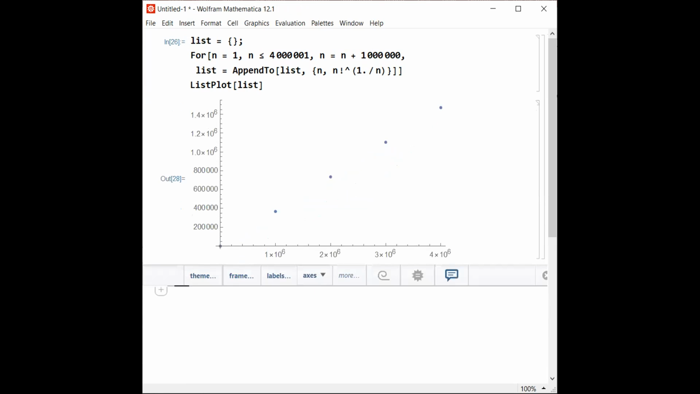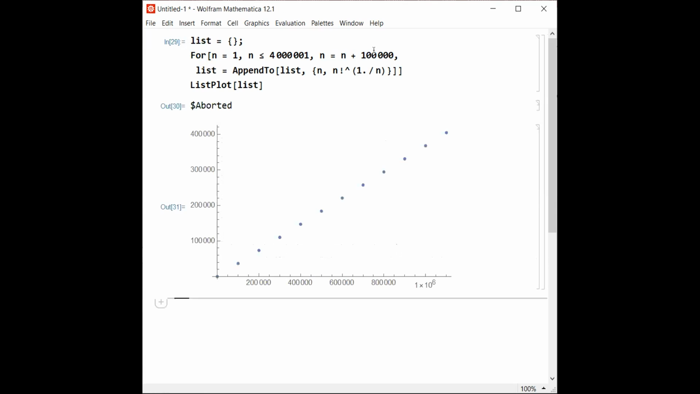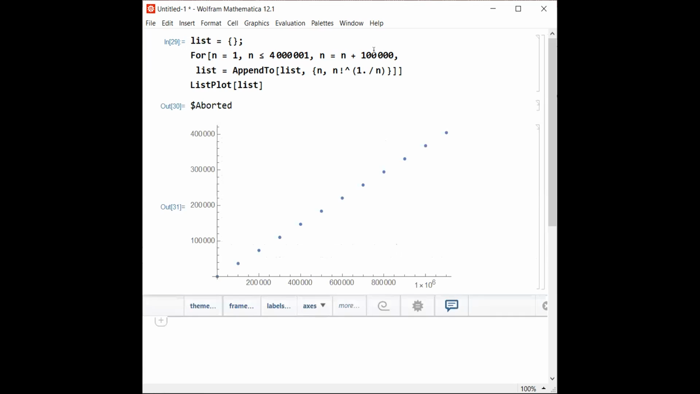What is the cache mode? Oh, that was on the previous one when I aborted the calculation. That just means it's aborted. It just means I canceled the operation. I got impatient.